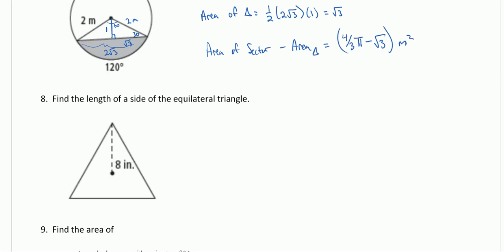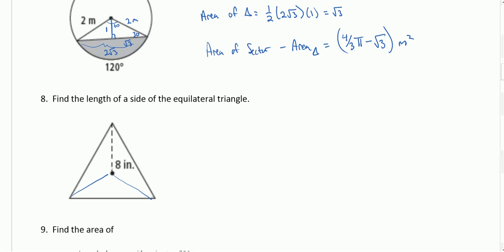Eight, we have a triangle. It's an equilateral triangle, so all sides are the same. We know that the radius, the distance from the center to a vertex, is 8 inches, and we want to find the side length of this.